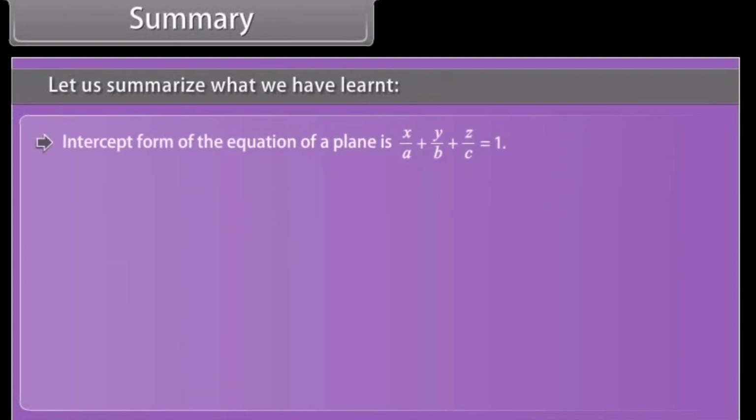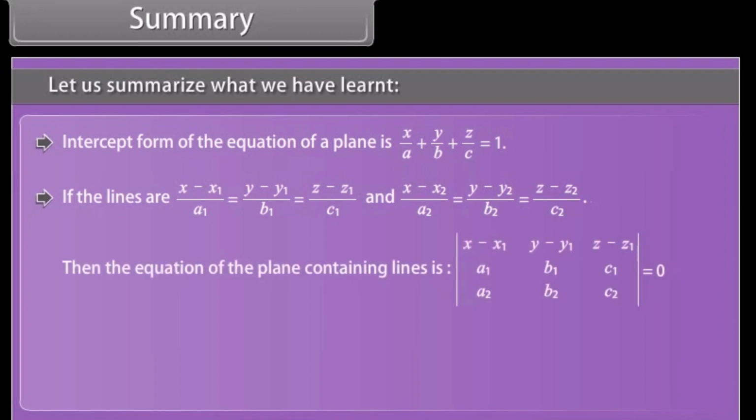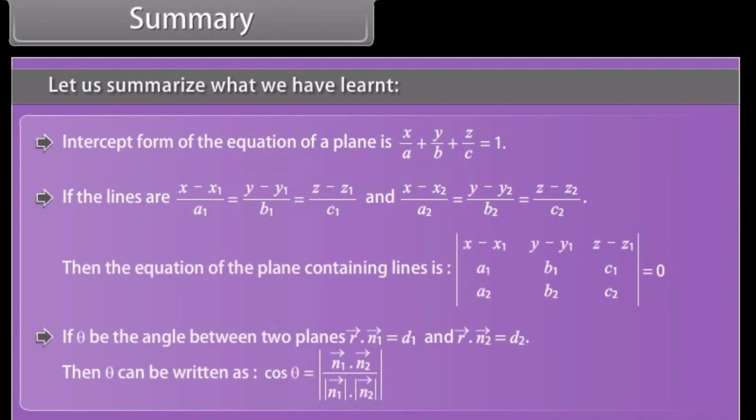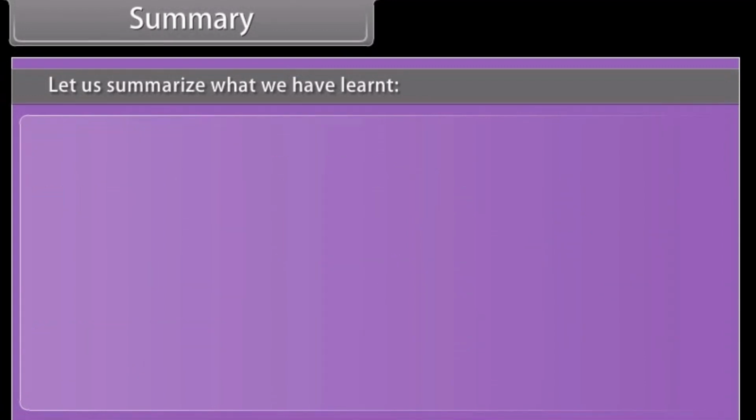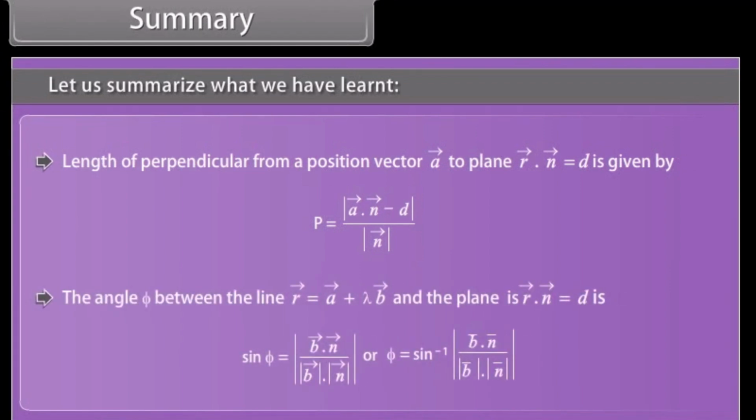Intercept form of the equation of a plane is given by the following. If the lines are as given, then the equation of the plane containing the lines is as follows. If theta is the angle between two planes, then theta can be written as follows. The length of the perpendicular from a position vector A to the plane is given by the following, and the angle phi between the line and the plane is as follows.